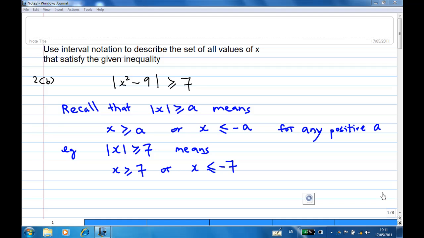This recording will show you how to solve an inequality involving absolute value. Our problem is the absolute value of x squared minus 9 greater than or equal to 7.